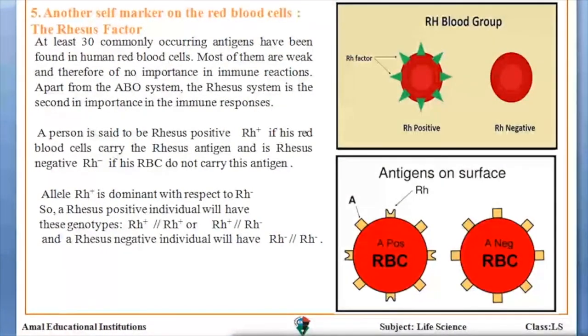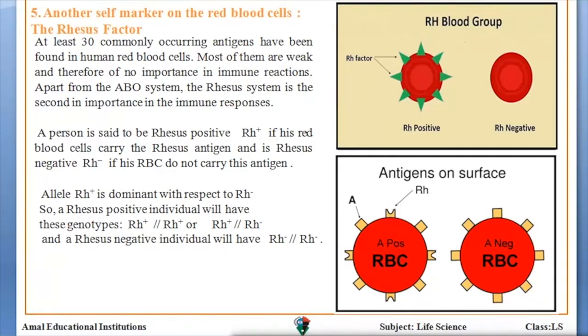Another self-marker found on the red blood cell is the rhesus factor. Apart from the ABO system, the rhesus system is the second in importance in the immune responses. Know that at least 30 commonly occurring antigens have been found in the human red blood cell, but most of them are weak and therefore are of no importance in immune reactions.